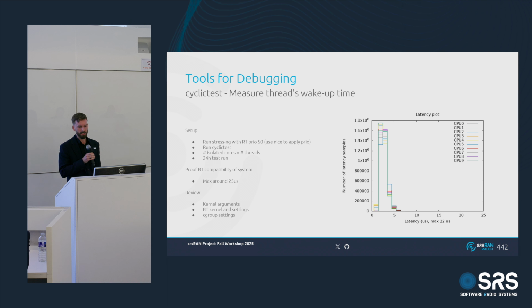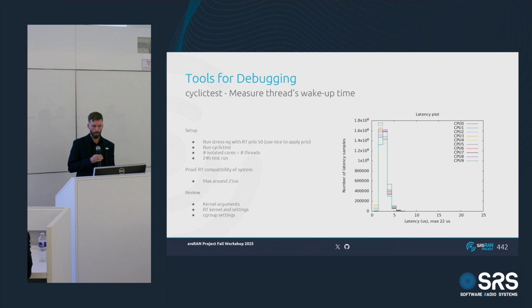And then something else that I also think is very useful is cyclictest. Cyclictest is a tool that measures the wake-up time of threads on a given CPU. And this tells us how fast the CPU reacts, basically. So what is the latency of the CPU? And since our application is real-time critical, we want the latency to be as low as possible.